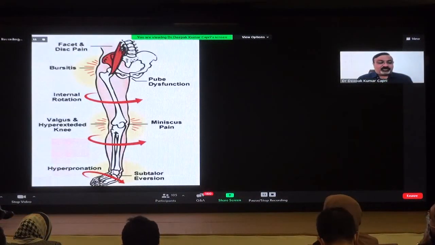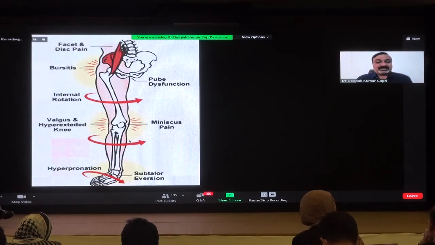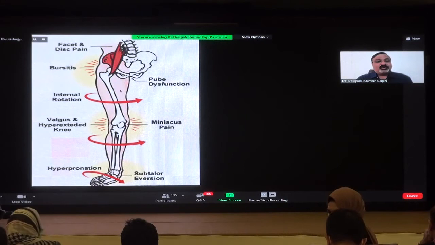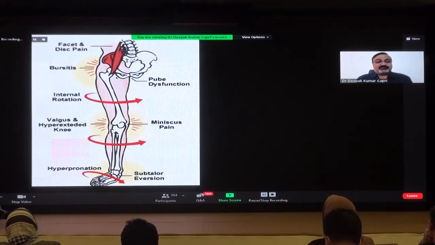If the foot is over-pronated, the tibia and fibula will rotate medially, and that will give valgus strain and hyperextended knee, as well as pain on the medial side, on the medial meniscus. If the tibia and fibula are over-internally rotated, even the femur will get overly internally rotated. That will give bursitis as well as tightness of the hip flexors.